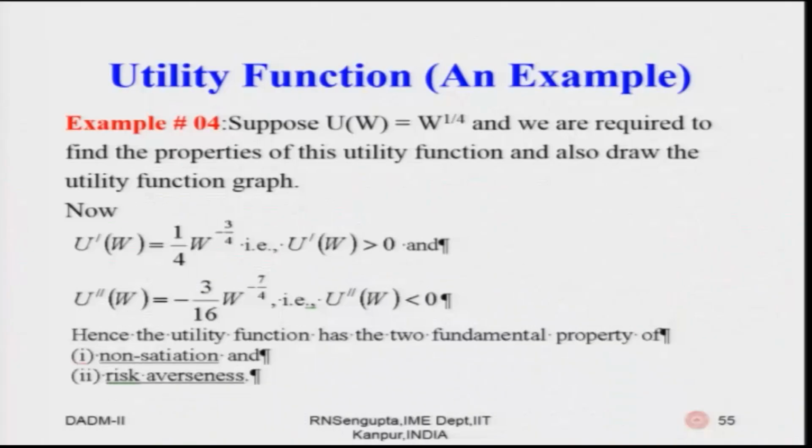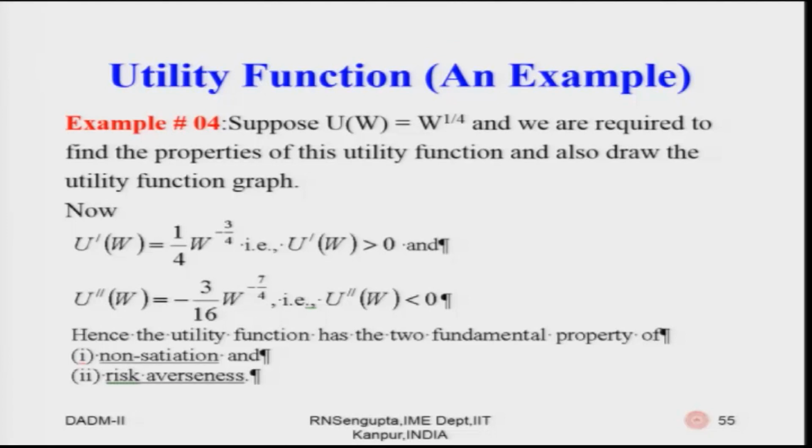Now, suppose the utility function is given as w to the power 0.25, which is w to the power 1/4, and we are required to find the properties of the utility function and also draw the graph. I have not drawn the graph, but I am just going through the simple calculation. Find out u prime, which comes out to 1/4 w to the power minus 3/4. Hence, we have proved as per the first property of non-satiation that the u prime value is greater than 0, because 1/4 is positive, w is also positive, and w to the power of any negative value would be 1 by that w value. So, 1 by w to the power 3/4, w being positive, obviously this would always be positive.